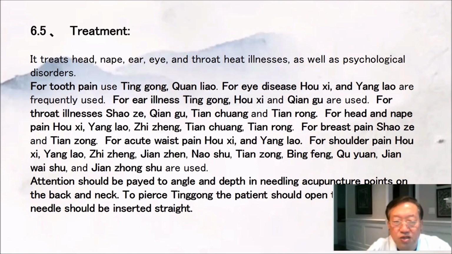Attention should be paid to angle and depth in needling acupuncture points on the back and neck. To pierce Tinggong, the patient should open their mouth and the needle should be inserted straight.